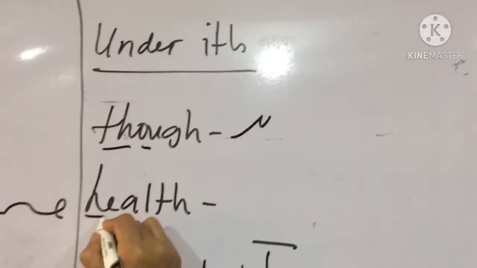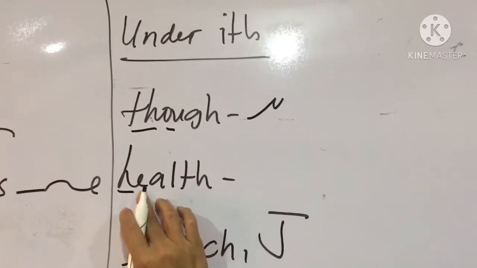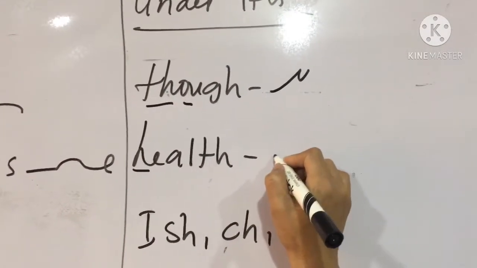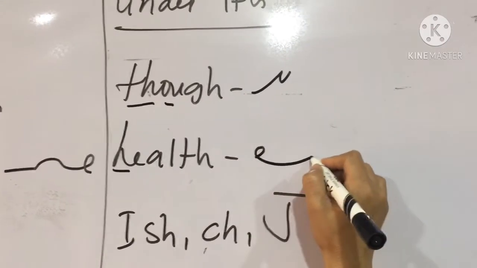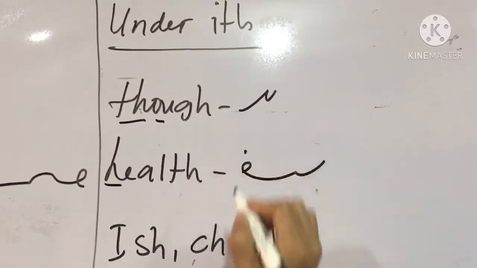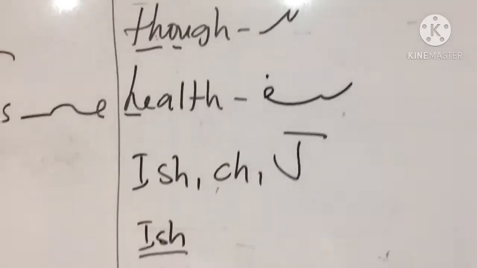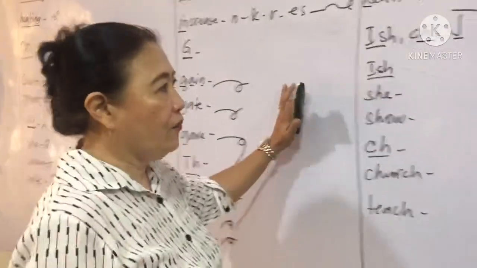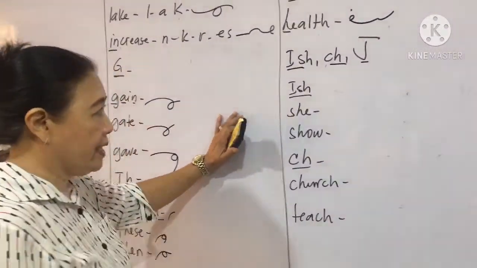So again, there is an H. So we have to write the first shorthand stroke. For the E, counter E and L, then under ITH and H. For the ISH, CH and J. So this will be our last presentation of the 25 to complete the 25 shorthand strokes.